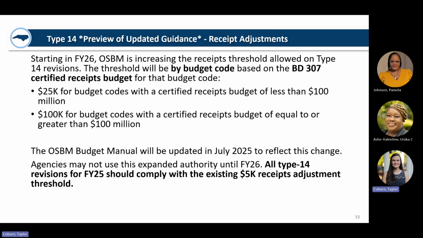Whereas if a budget code's certified receipts are equal to or greater than $100 million, the agency may make adjustments to receipts up to $100,000 per type 14 budget revision. The OSBM budget manual will be updated in July 2025 to reflect this change, but again, noting that agencies may not use this expanded authority until fiscal year 26 revisions. That means that all type 14 revisions for fiscal year 25 should comply with the existing $5,000 receipts adjustment threshold.